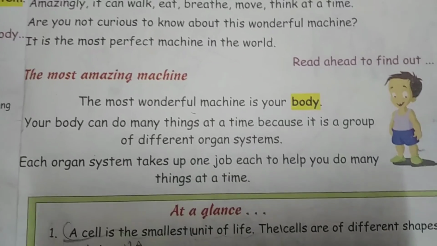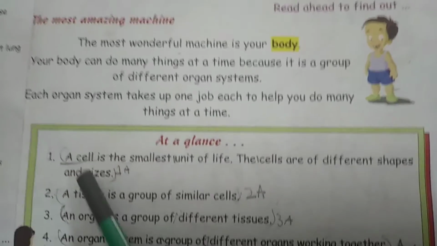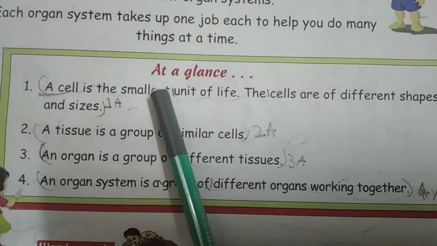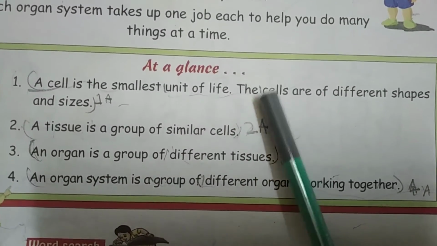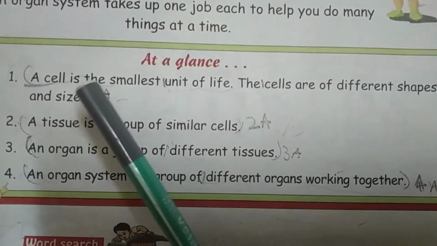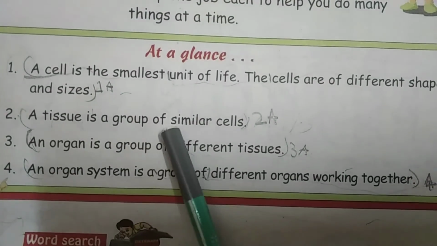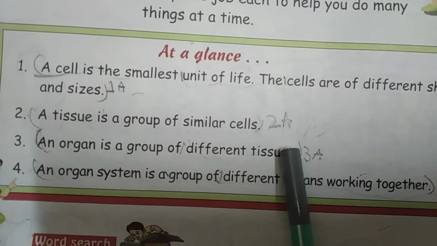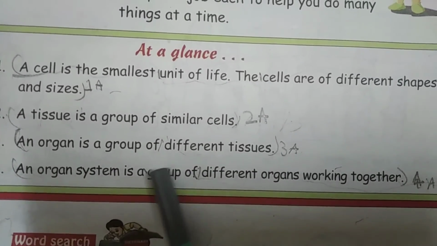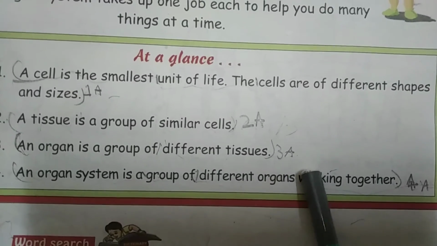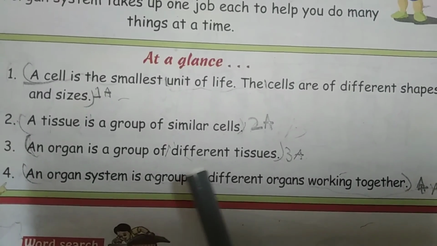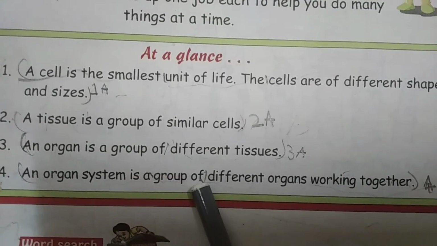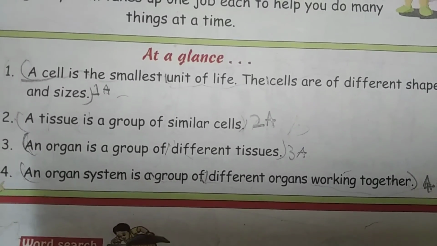So, hope you understood about this one. You have to remember all these things. What we have learnt in this lesson is: a cell is the smallest unit of life. The cells are of different shapes and sizes. A tissue is a group of similar cells. An organ is a group of different tissues. An organ system is a group of different organs working together. Examples: digestive system, respiratory system, nervous system, and circulatory system.